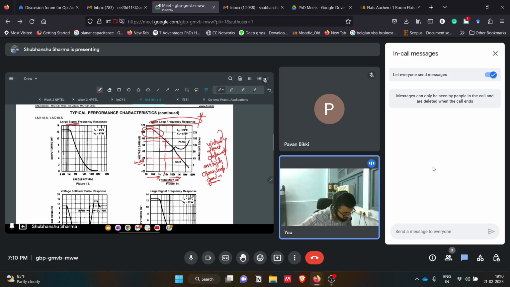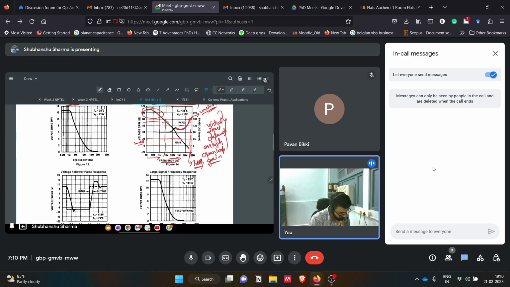And one more thing, if you see the phase, this phase plot is going like this. Somewhere it will reach 180 degrees, near let's say 70 megahertz. If it reaches 180 degrees, then it will become unstable. That is also something we have to keep in mind.